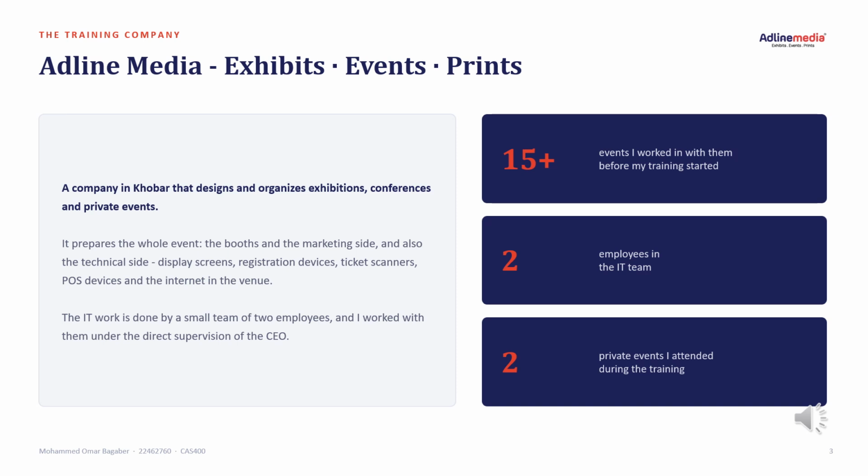Looking at the number on the right. Before my official training started, I had already worked with this company in more than 15 events, so I had seen some of their events before, but the training was the first time I worked on the technical side. The IT work is done by a small team of 2 employees, and I worked with them under the direct supervision of the COO. During the training itself, I attended 2 private events with this team. What made the training interesting is that every event has a different place and different size, so the preparation is never the same.